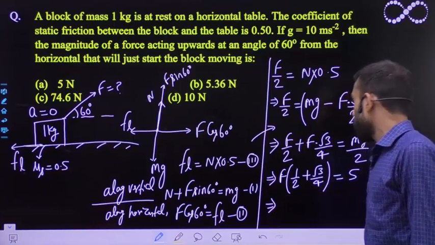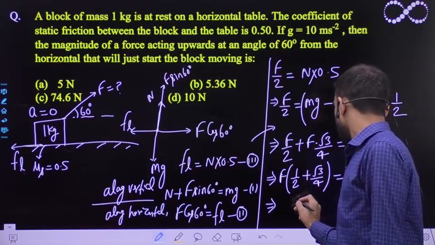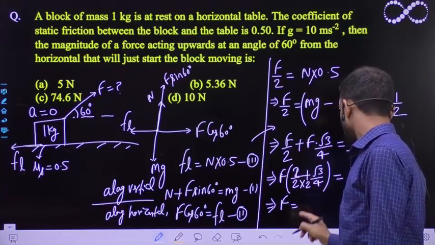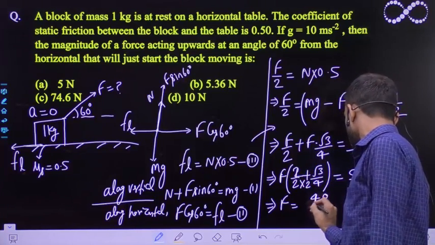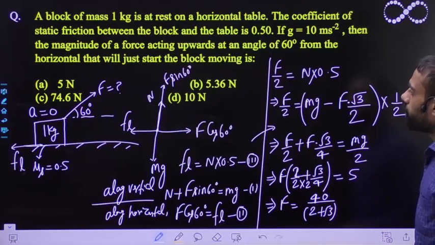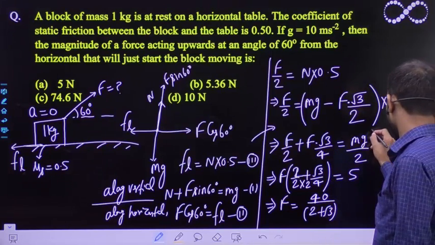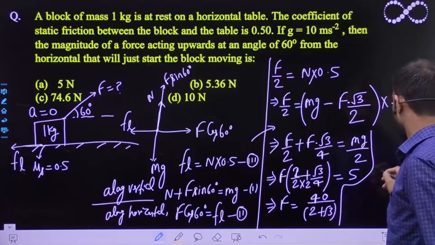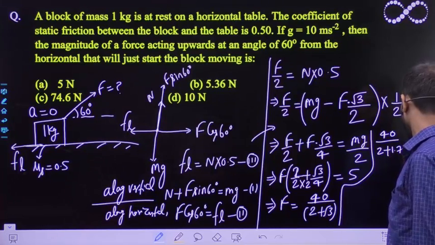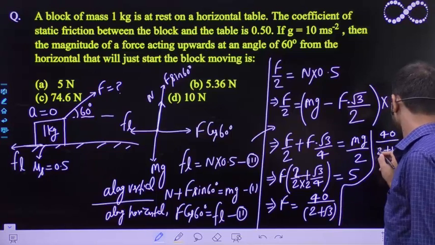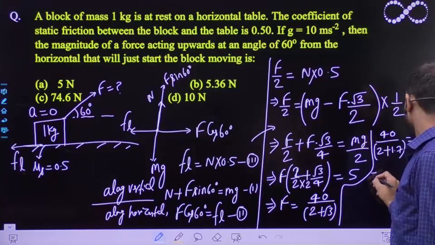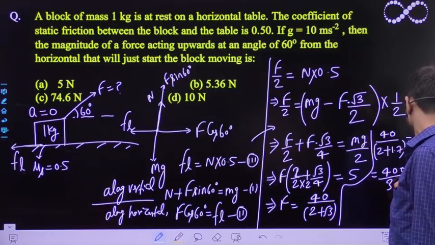So from here F you will get as, if I multiply here by 2 and here also by 2 and this 4, this will become 40 upon 2 plus root 3. Now I do the calculation. So this becomes 40 upon 2 plus 1.732, or you can approximately take 1.7. So this becomes 40 upon 3.7, so that becomes 400 upon 37.